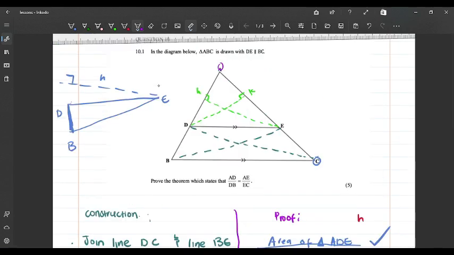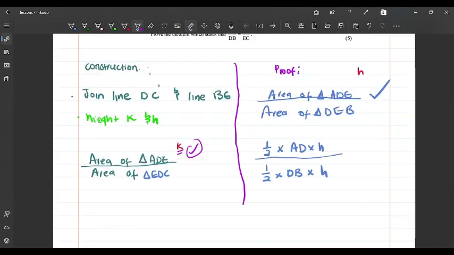So this is ADE. If we make our k the height here, can you see that this k is perpendicular to this line AE? So as a result, AE would be our base in this instance. The formula here will be 1 over 2 times the base, which is AE, multiplied by my height, which is k.